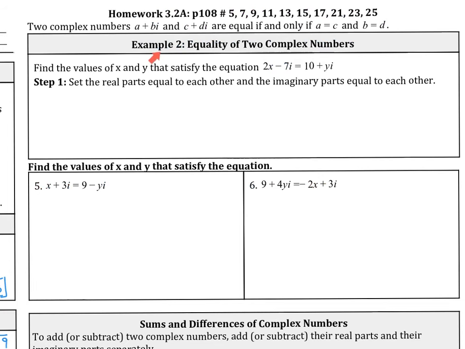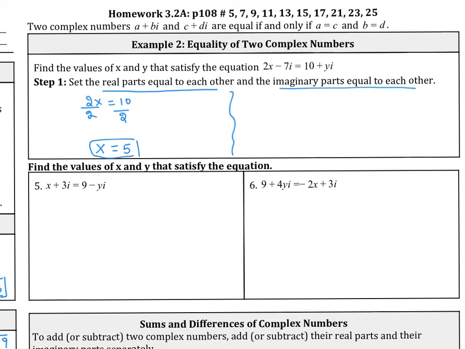Now let's discuss example number 2, equality of two complex numbers. Find the values of x and y that satisfy the equation 2x minus 7i equals 10 plus yi. You're going to set the real parts equal to each other and the imaginary parts equal to each other to find x and y. Now 2x equals 10 because they are the real parts, and then you divide by 2 to find x, so x equals 5.